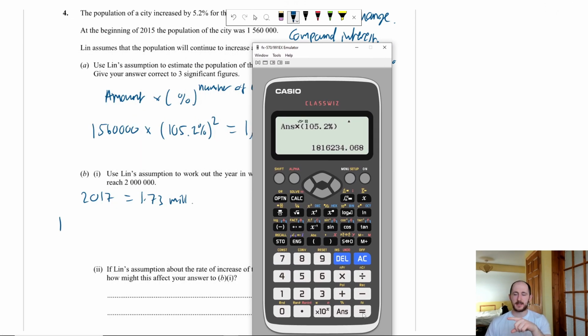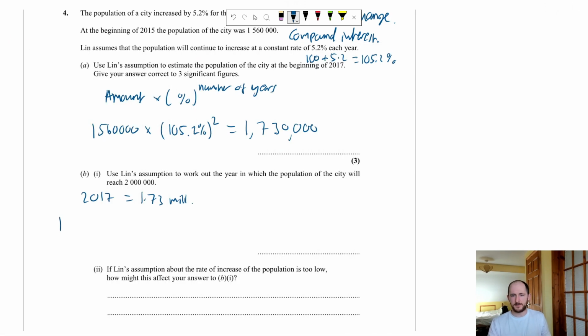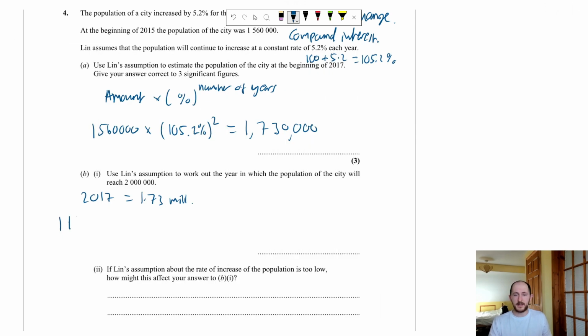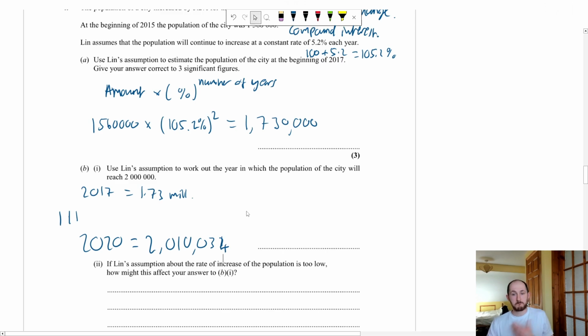And what it's going to do is it's going to do the repeated percentage change for me. It's going to take 5.2%, add it on. Take 5.2%, add it on. That's still not over 2 million. That's 2 years. There we are. So 3 more years. So in other words, in 2020, it will reach 2 million people. 2,001,034 technically. That's it.